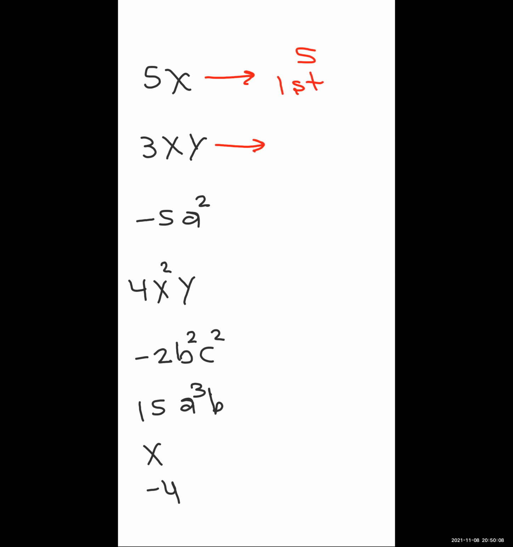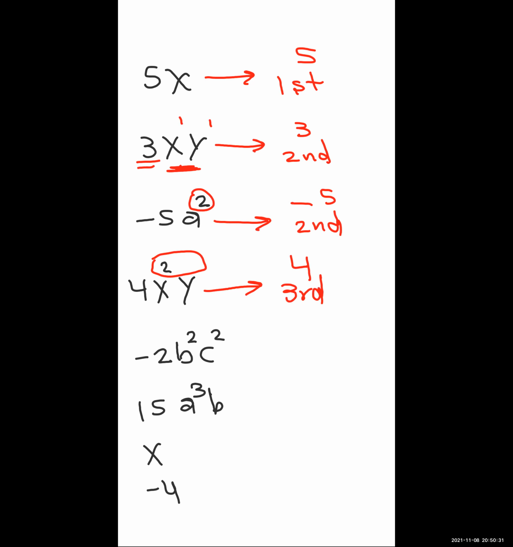Listen, guys. The coefficient is 3. The degree is 2. Great. Here, the coefficient is negative 5. The degree is 2. This one, the coefficient is 4 and the degree is 3. Next, the coefficient is negative 2 and the degree is 4.